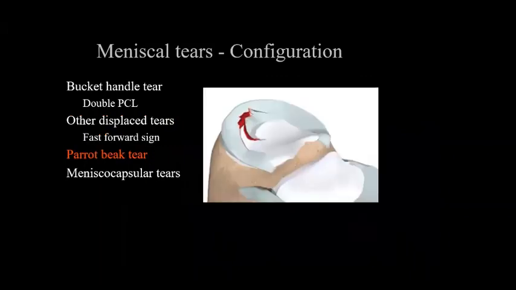The other type of meniscal tear is what is described as the parrot beak tear. And a parrot beak tear is actually a radial flap tear. So it's a radial tear, but it's not a straight radial. It's a radial with a flap orientation. So this is called the parrot beak. Characteristically, it's called the parrot beak tear.